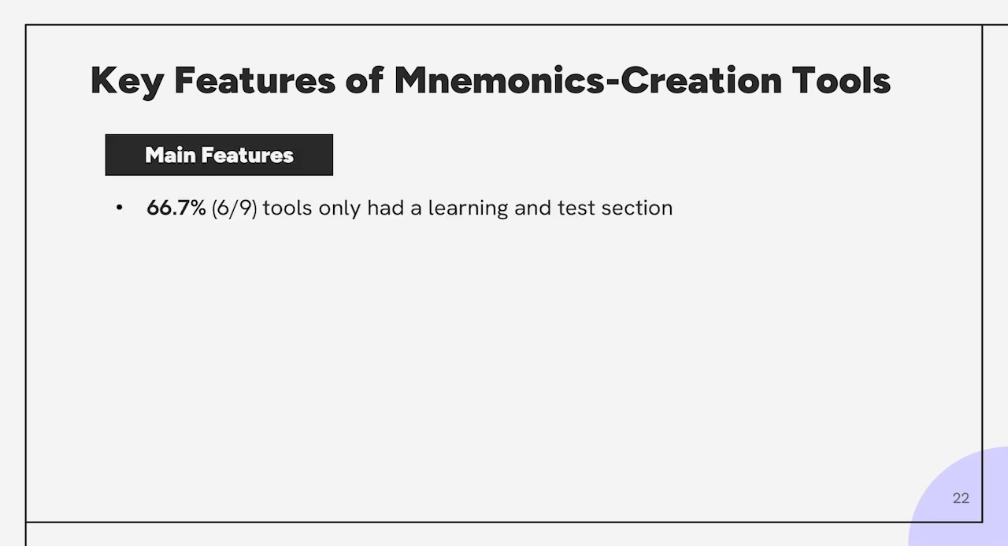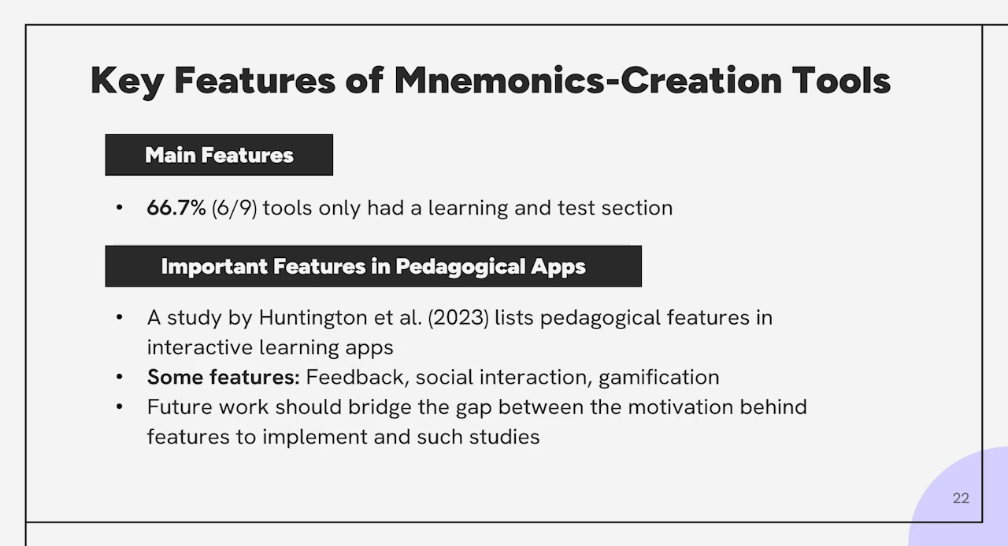Now, looking at the key features of mnemonics creation tools. 66.7% of the tools did not have distinctive features besides a learning section where users could create or memorize mnemonics, and a test section to assess if they learned the information. A study done by Huntington et al. lists important features to be implemented in interactive learning apps, such as feedback and social interaction. Future work should be done to bridge the gap between such studies and the motivation behind implementing certain features in mnemonics creation tools.